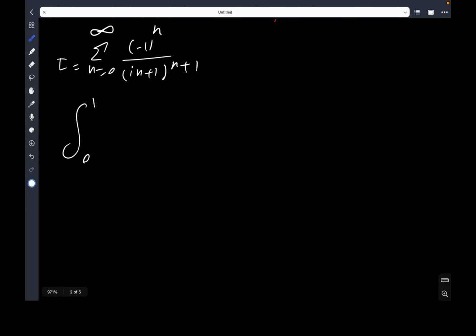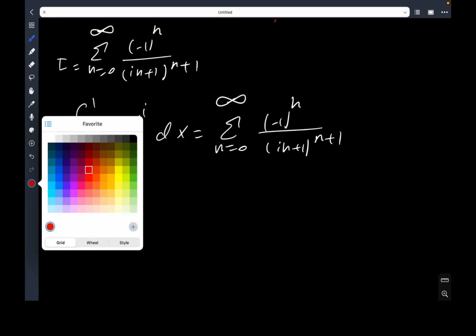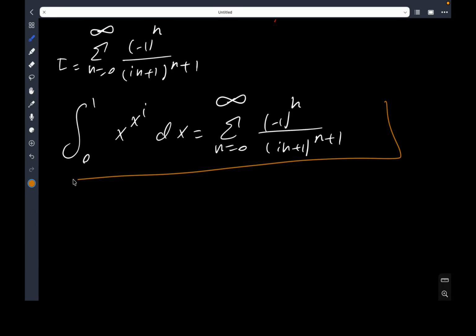Therefore I'm going to write this here: negative 1 to the n over (n plus 1) to the n plus 1. And that is the final neat result of my integral that I obtained here.